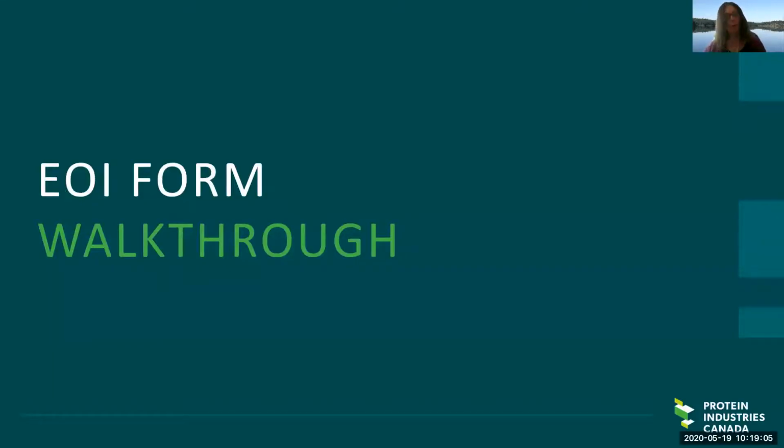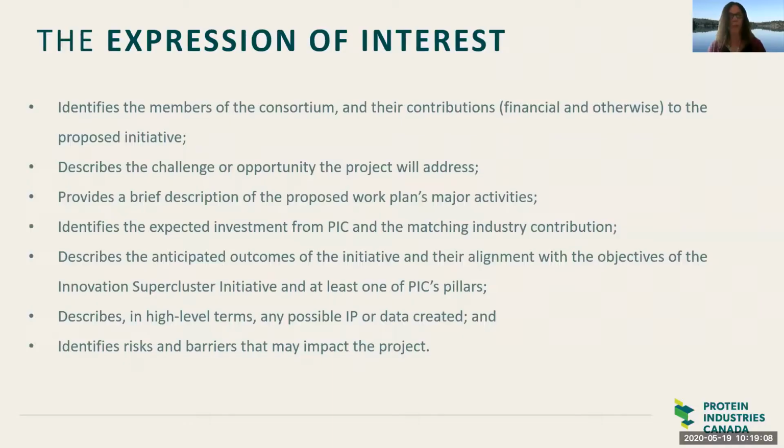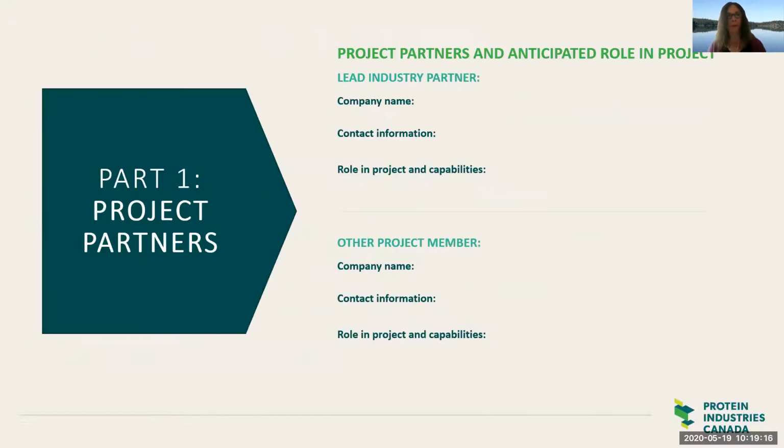So we'll just have a bit of a walkthrough of the EOI form. There are really 7 major areas that you need to cover in your form, and we'll just go through them one by one. First of all, of course, is your project partners. We'd ask that you identify your lead industry partner and any other members that you're going to be working with. And we'd also request that if you are listing any type of organization here, that you have contacted them and let them know that they are on your EOI. We also ask that you briefly outline their role in the project, their capabilities, and why they are involved.